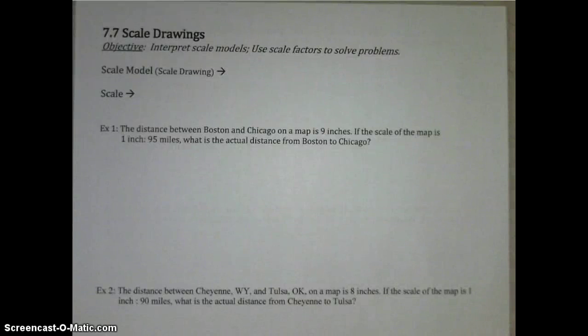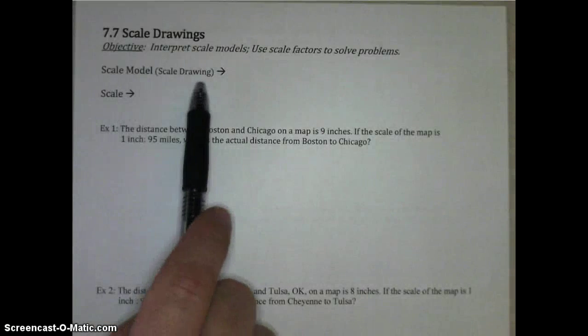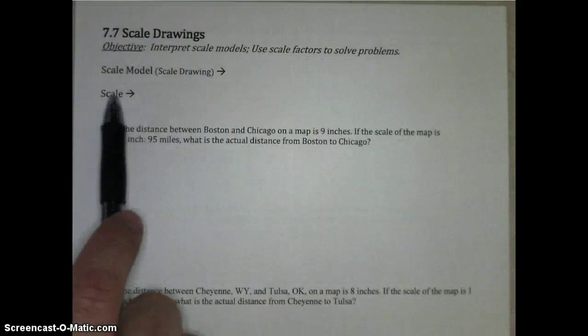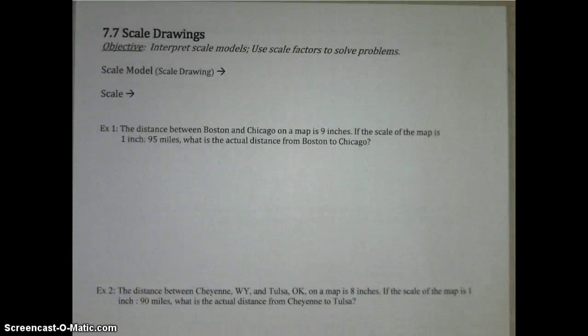There's a couple of vocab terms I want you to make sure you have, and that's scale model, which is also called a scale drawing. And there's one definition for that. And then the scale is another definition we'll talk about. And here's what we should have for those terms.